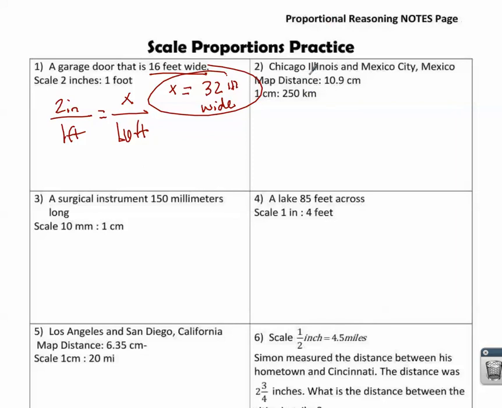Looking at problem 2. Chicago, Illinois and Mexico City, Mexico have a map distance of 10.9 centimeters. And here's your given scale. I know my scale, so I'm going to put that first. It's going to be 1 centimeter to 250 kilometers. Now I have 10.9 centimeters, and that's going to go in my numerator. How many kilometers is that? So I get 1 times x, which is 1x. 10.9 times 250 is going to give me 2,725 kilometers.